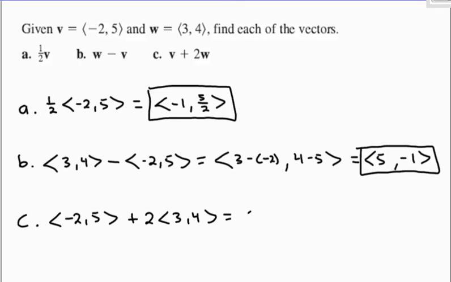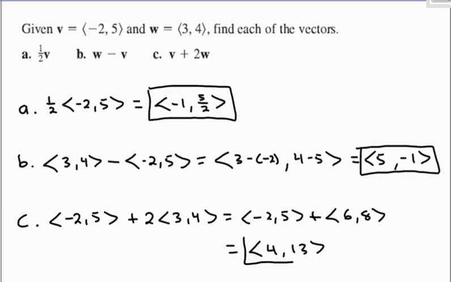So I'm going to have negative 2, 5, and I'm going to add to that. If I distribute the 2 through here, I get 6, 8. So negative 2 plus 6 would be 4, and then 5 plus 8 would be 13. There's our resulting vector.